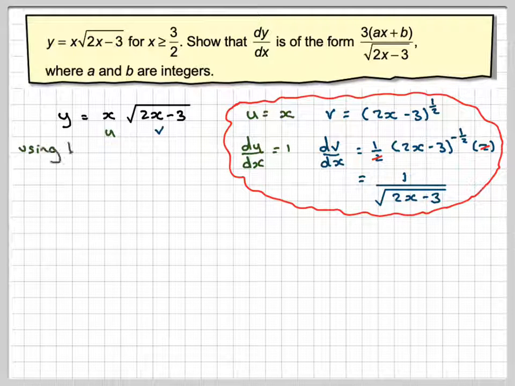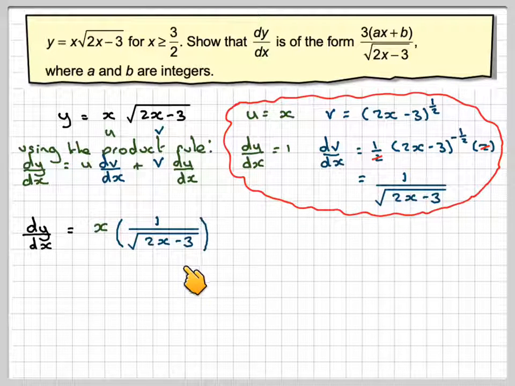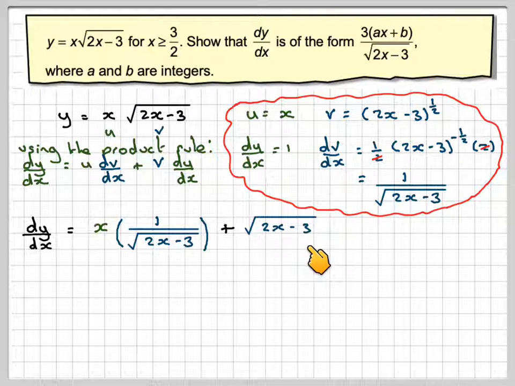Right, using the product rule, and the product rule says dy by dx is u dv by dx plus v du by dx, so that's going to be dy by dx is u, which is x, times dv by dx, which is going to be 1 over the square root of 2x minus 3, plus v, which I'm now going to write back in its original format, square root of 2x minus 3, times 1.